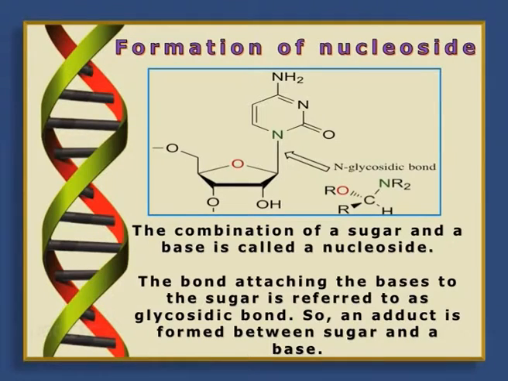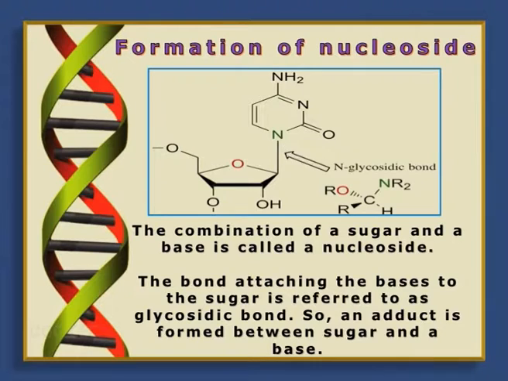Now let us see the first step in the building of a nucleotide. The first step is the formation of a nucleoside. So what is a nucleoside? A nucleoside is nothing but the addition of a sugar to a base. The two are joined together, like hand in hand, with the help of an N-glycosidic bond. The N-glycosidic bond is a covalent bond formed between the carbon 1' position of a pentose sugar and nitrogen 9 of purine or nitrogen 1 of pyrimidine.